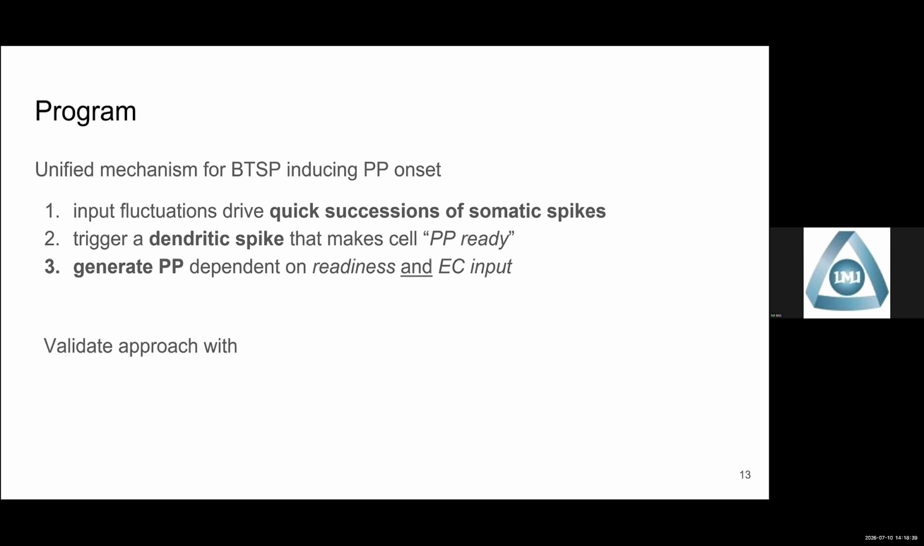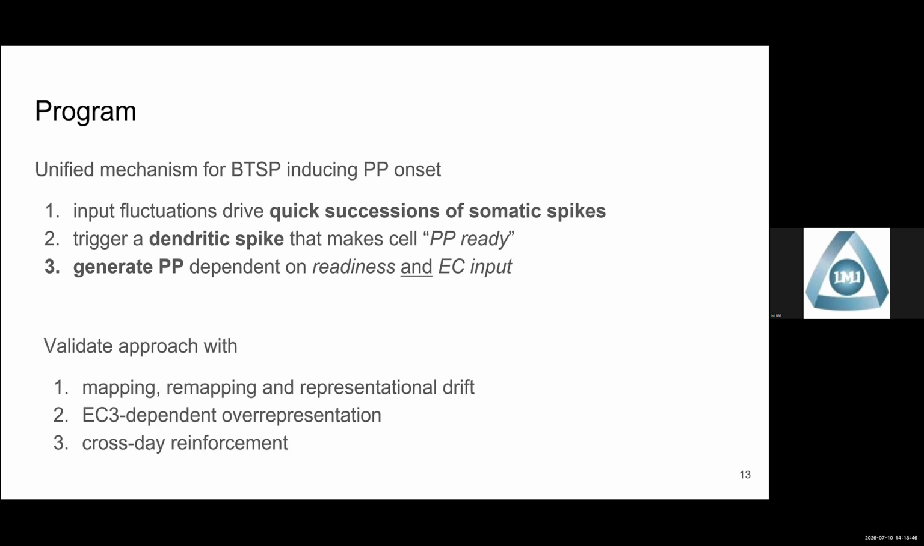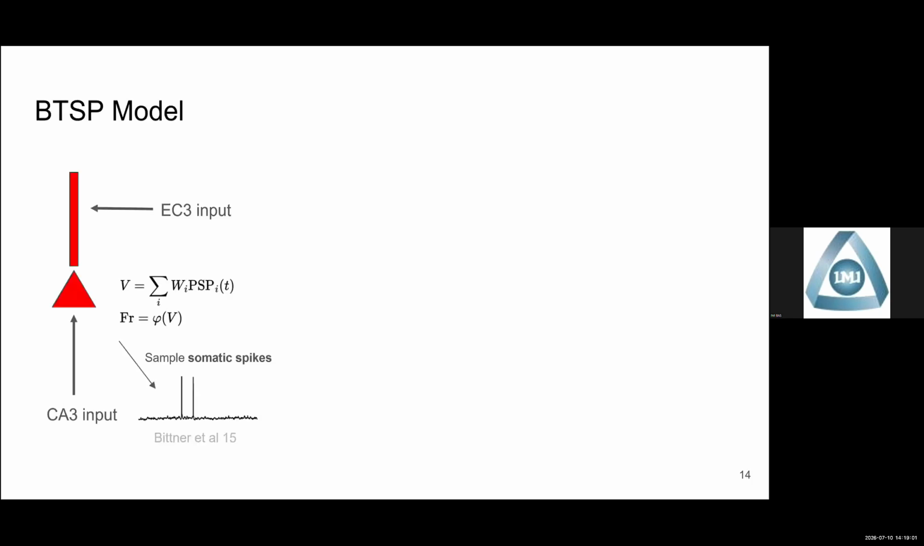So this is basically what I want to do, and I want to validate this idea, this approach, with 3 kinds of experiments where I want to show that this can, to some extent, successfully explain mapping, remapping, and representation drift in CA1 cells, EC3 dependent overrepresentation, and cross-day reinforcement of place fields. Okay, so my neural model here looks as follows.